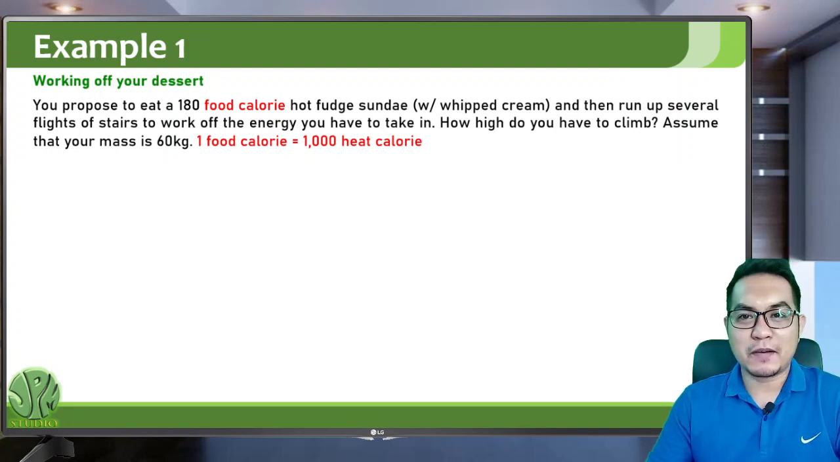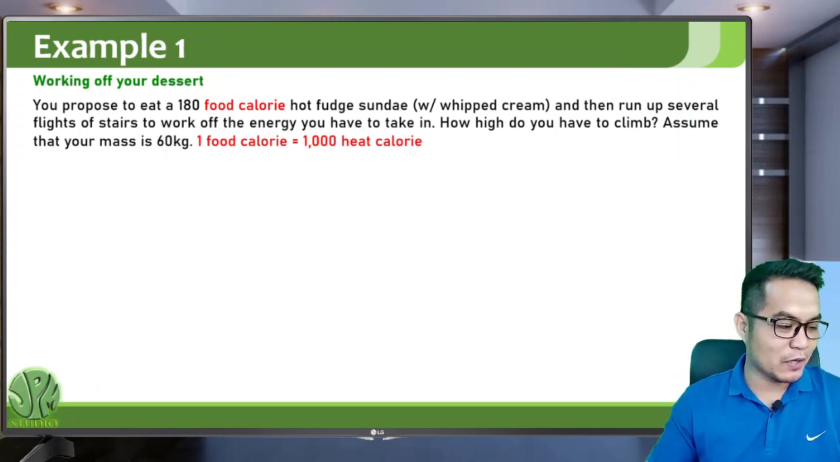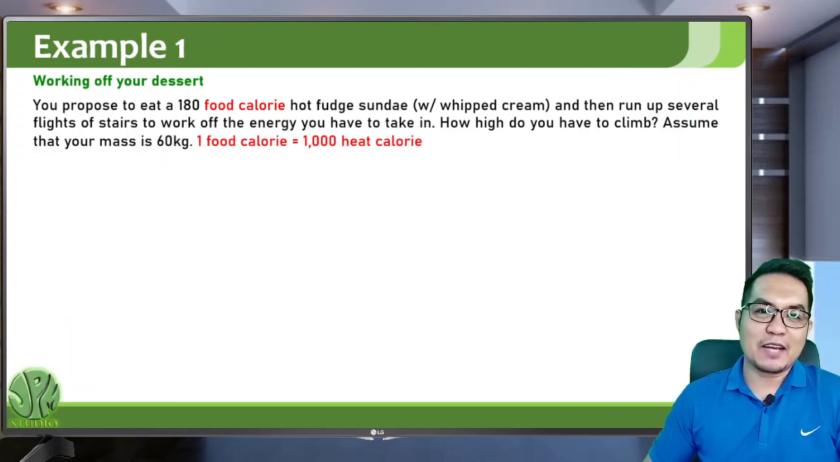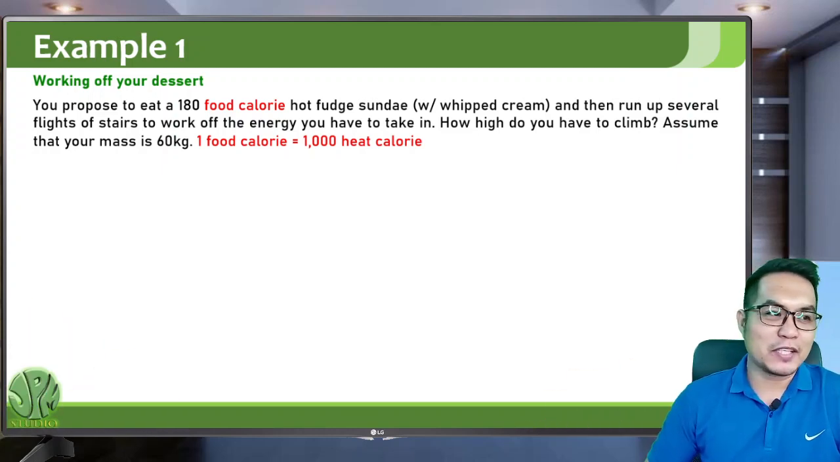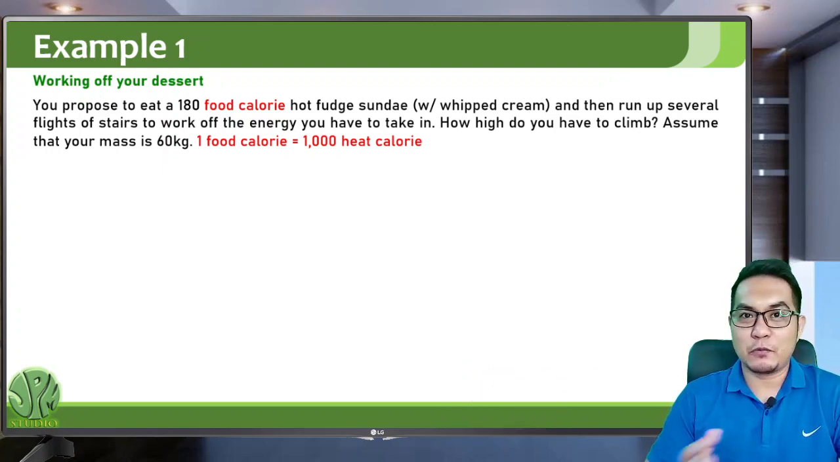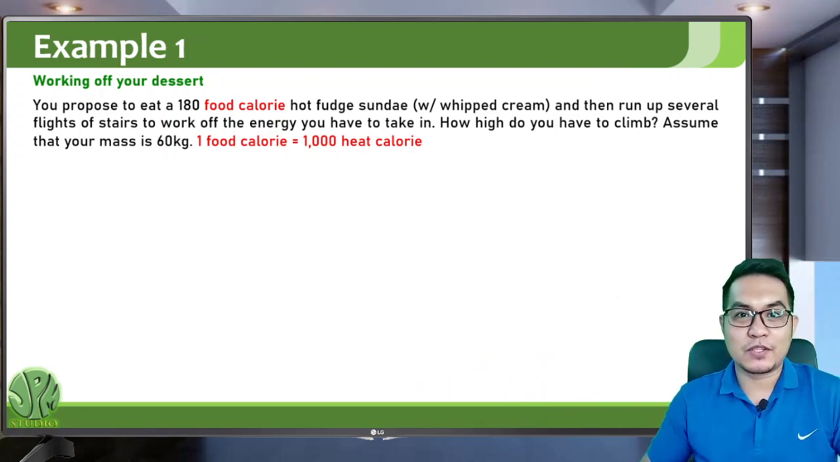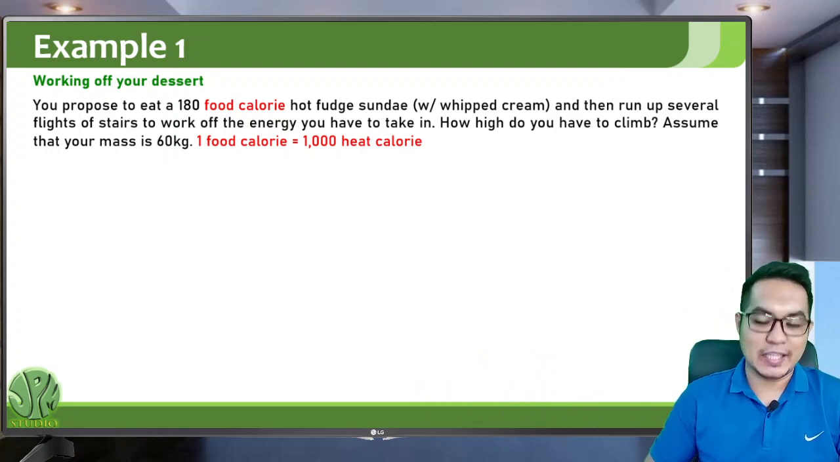So how high do you have to climb? Assume that your mass is 60 kilograms. By the way, food calorie is different from heat calorie. One food calorie is actually 1,000 heat calories. The calorie that we have defined before, 1 calorie is equal to 4.186 joules. That's actually a heat calorie. And when you talk about food calorie, one food calorie is actually 1,000 of those heat calories.